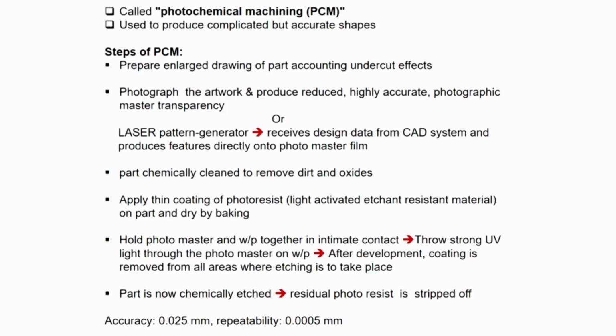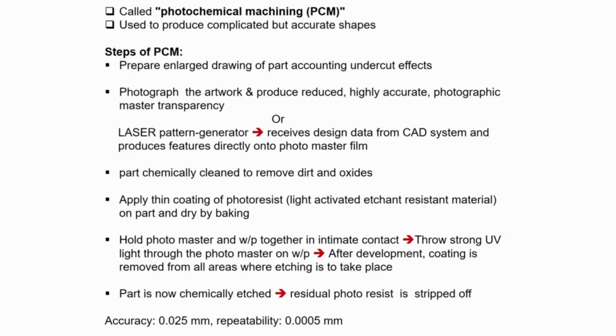So the third method for generating the maskant layer is the photoresist method. Generally people call it photochemical machining. It is used for complicated parts. For complicated parts, this is a very useful method for generating very accurate shapes. These are the different steps of photochemical machining, or the photoresist method of making a maskant layer on the workpiece surface.